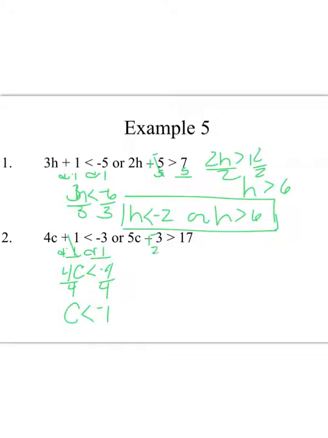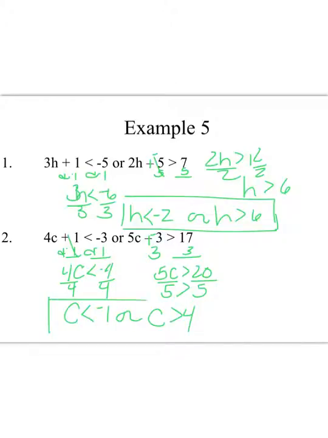Negative 3, so I'm going to add positive 3 to each side. 5c is going to be greater than 20. Divide each side by 5. And we get c being greater than 4. We stick an or in between the two answers, and we are good to go.